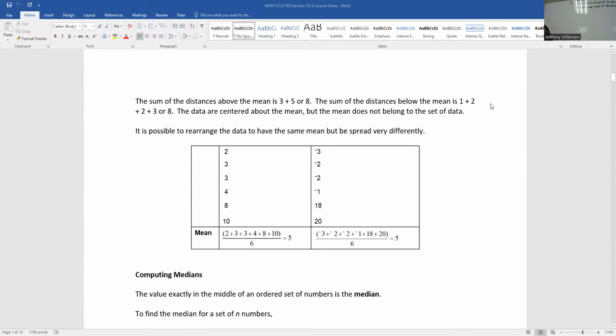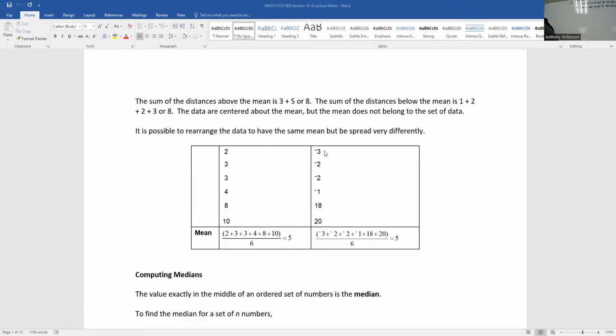And it is possible to rearrange the data to have the same mean, but the spread can be very different. Like here on the left side, you see these numbers 2, 3, 3, 4, 8, and 10, which are those data values from that dot plot that I just showed you. If we add these numbers together and divide by 6, of course that sum is going to be 30. 30 divided by 6 will be 5.